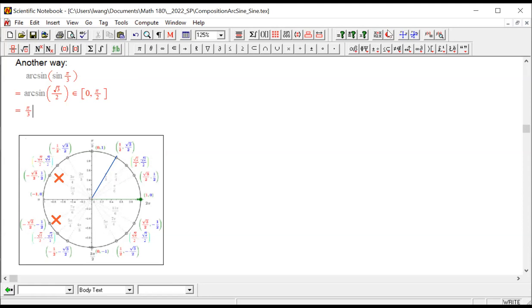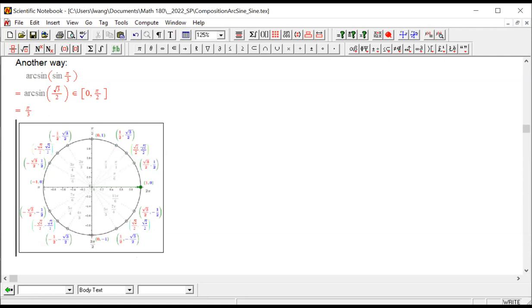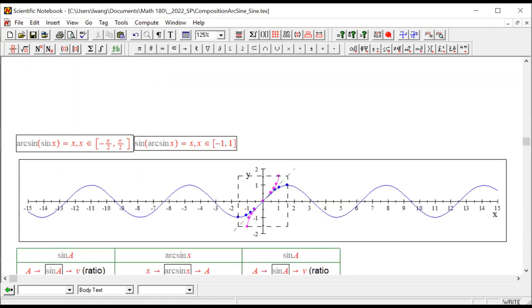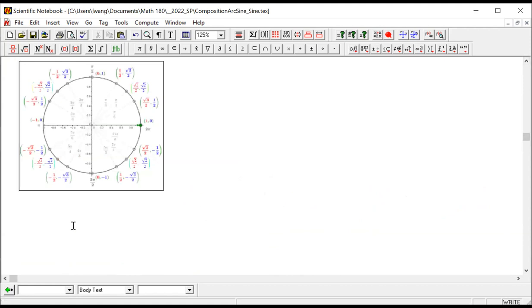Now let's look at another example. This is going to be example number 4. Here we have sine of arc sine of 3/4.